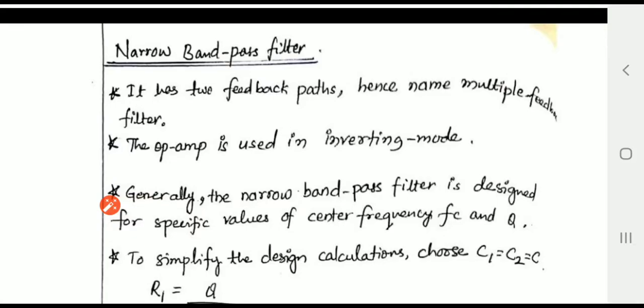Now we'll start with the next topic, that is the narrow band pass filter. So first thing, it has two feedback paths, hence the name multiple feedback filter. Remember this: the circuit which I am going to show has two feedback paths, hence it is called a multiple feedback filter. Here the configuration used in this circuit is an inverting mode configuration, because the input signal Vin is applied to the inverting terminal of the op amp.